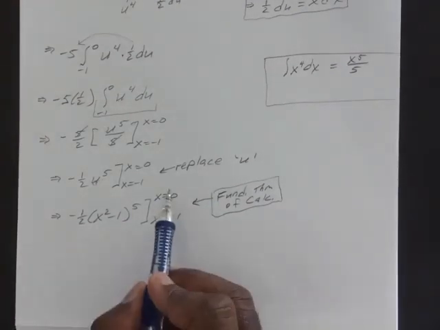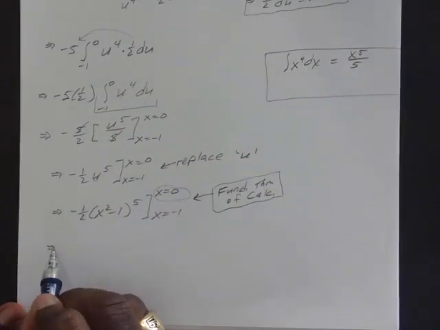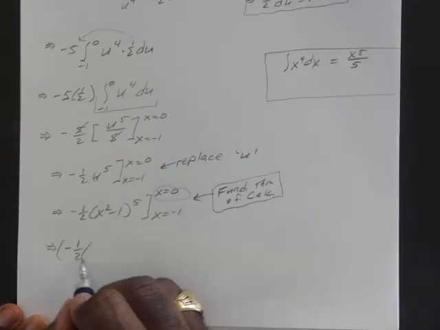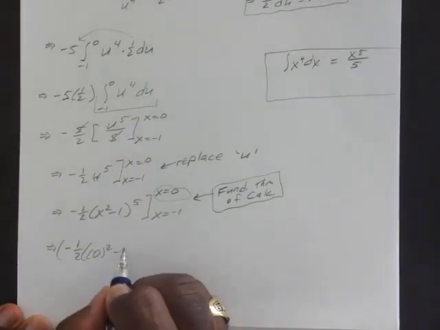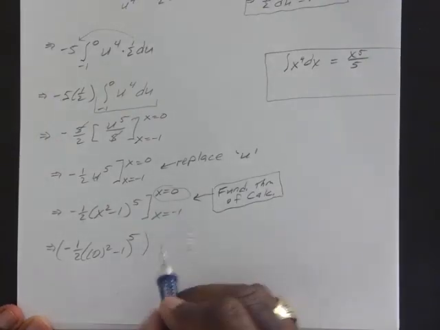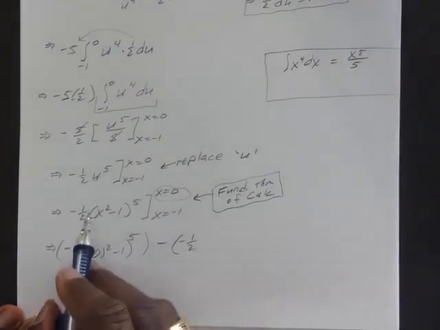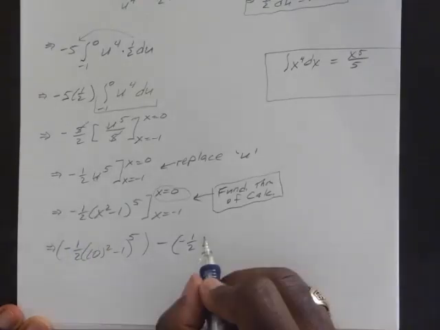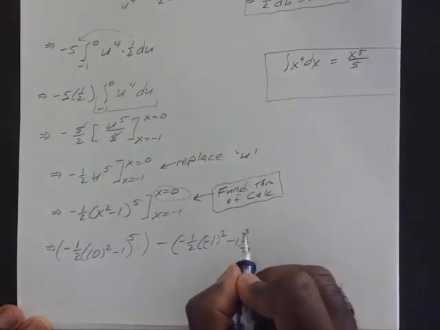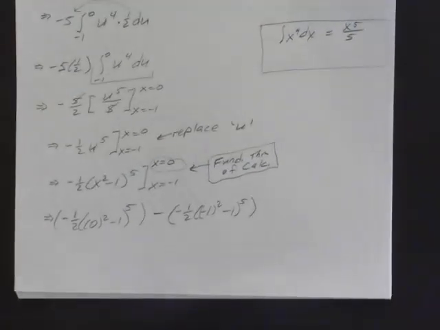Okay, which means we plug in our upper bound. So we have -1/2 times 0 squared minus 1 to the 5th power. Minus, now we plug in our lower bound. So that's -1/2 times -1 squared minus 1 to the 5th power. Let me move this up so you can see the bottom.